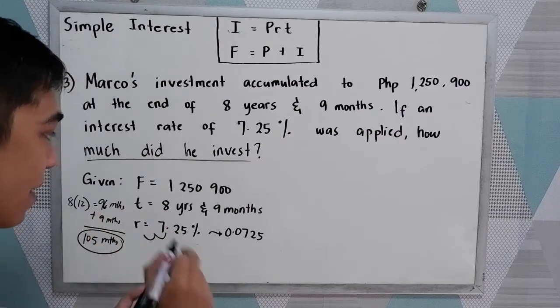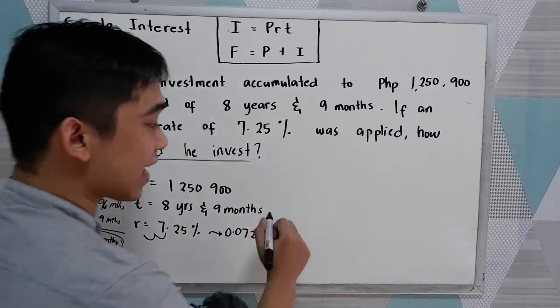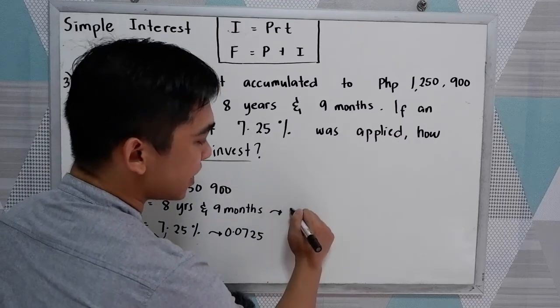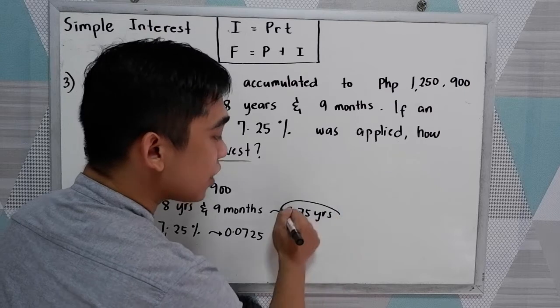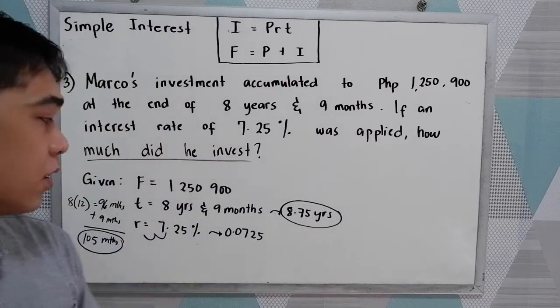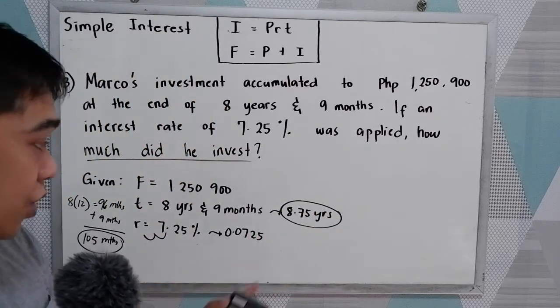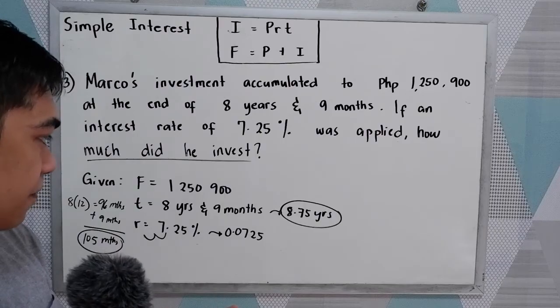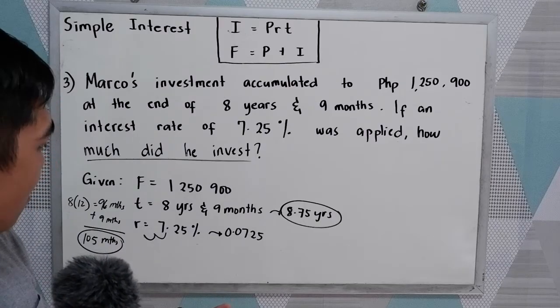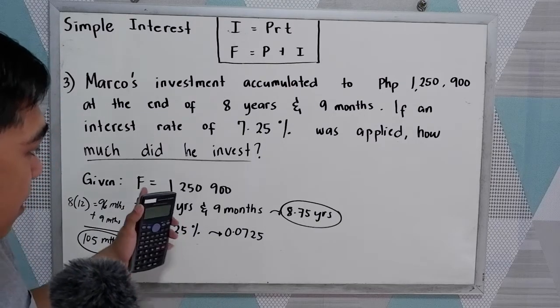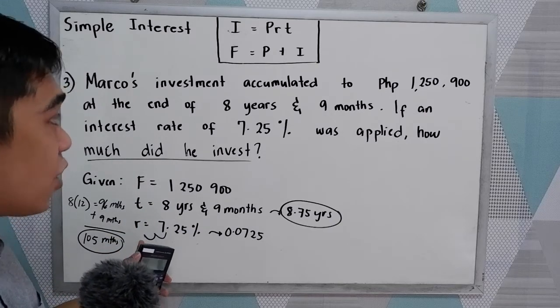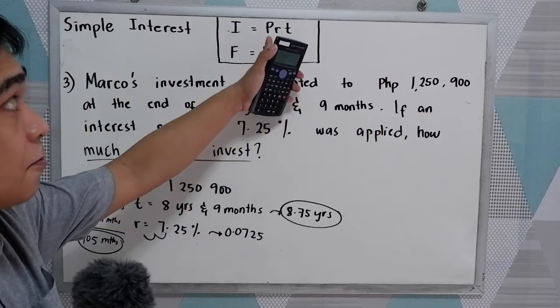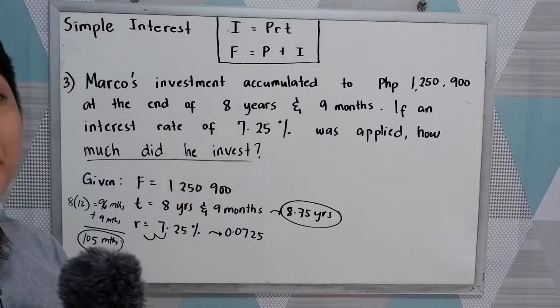So our time is 8.75 years. This will be our time. Note, we need to convert into years. Now, if we have the following given, future value, time, and rate, how are we going to find P, the principal?